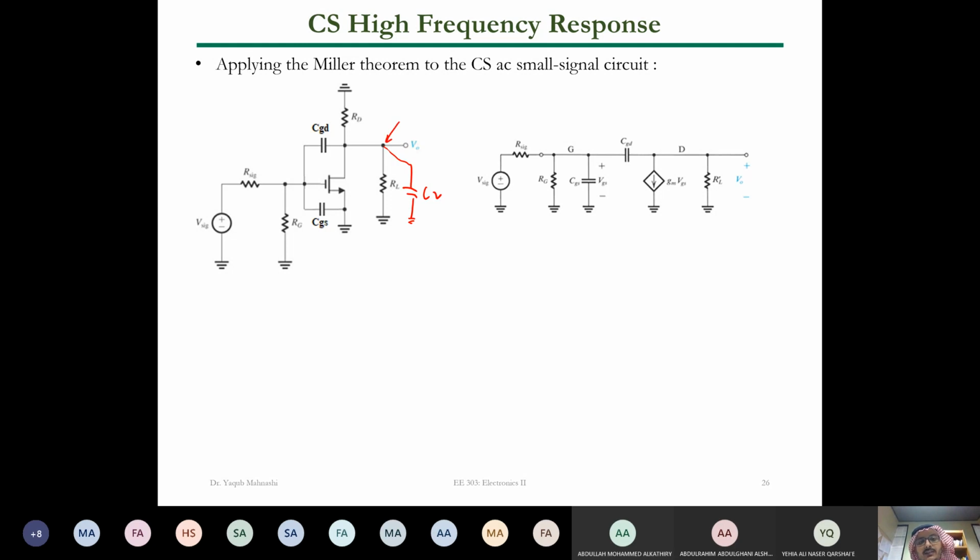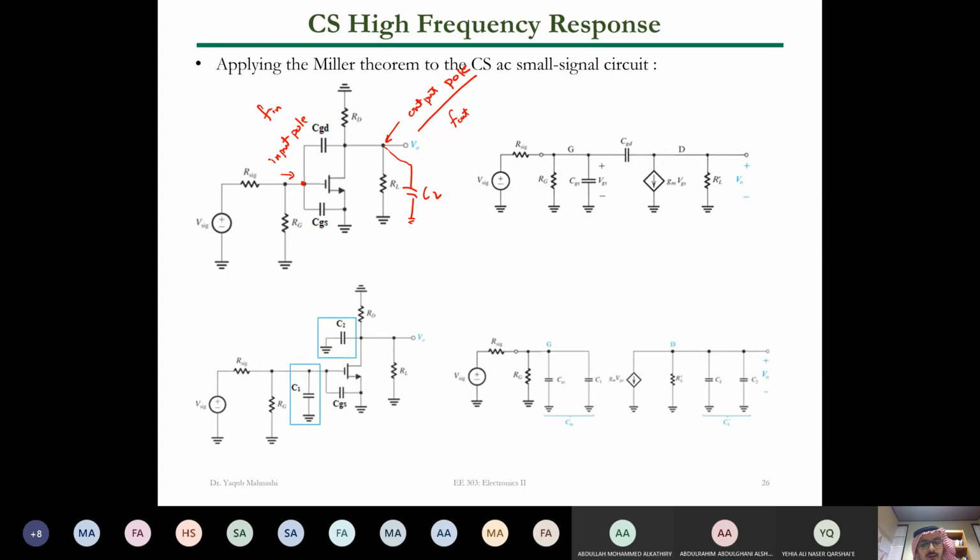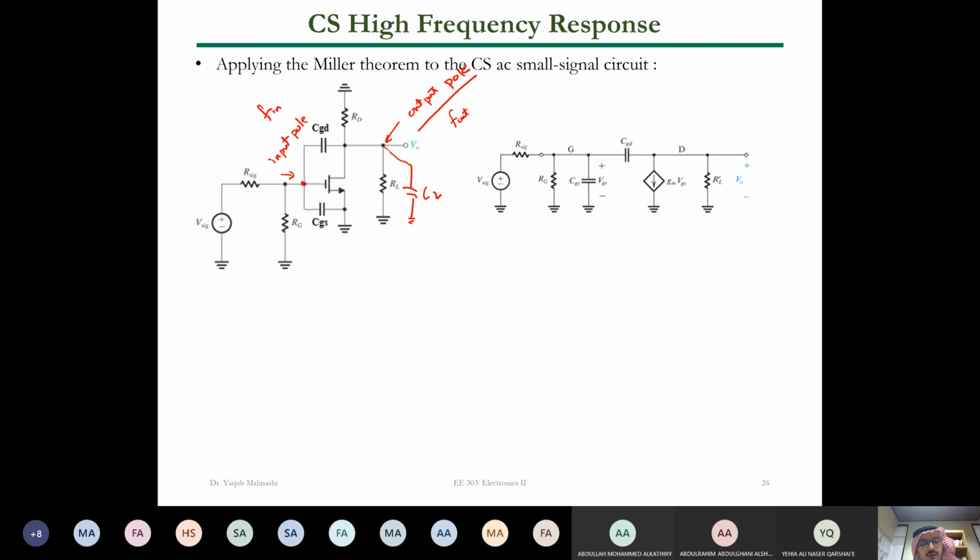And usually we name the pole created by the capacitance seen by the output as the output pole, okay? And the one created by the input here, we name it the input pole. Or in short, we name them F in and maybe F out. Okay, these are just names. You can say F1, F2, you can say FP1, FP2, that's fine. But usually we do this in studying the high frequency.